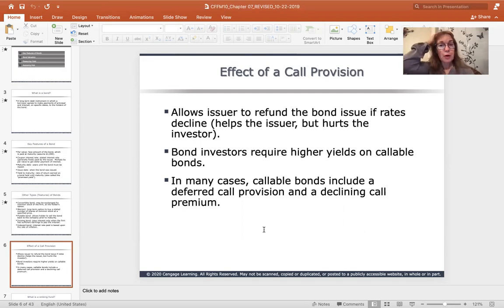Typically what happens with a call feature is there's a call premium. They'll give you a little bit more than $1,000 if they call the bond in, maybe $1,050. It's just because that's the risk of having the bond, but if they do call the bond in, you get a little bit higher value when they call it in.